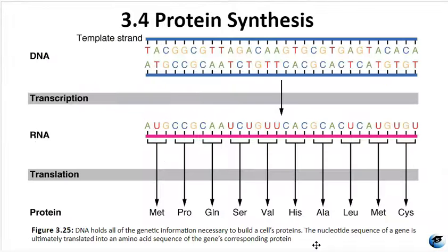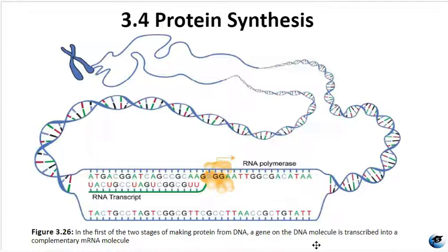Figure 3.25 gives a schematic overview of transcription and translation. In short, the nucleotide sequence, that is the sequence of adenosines, cytosines, guanines, and thymines in DNA, is transcribed into RNA, which is then translated into specific amino acids that make up a protein. Figure 3.26 provides another overview of transcription from DNA to messenger RNA via RNA transcript and the enzyme RNA polymerase.